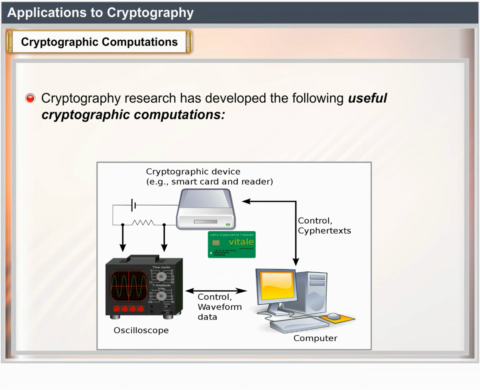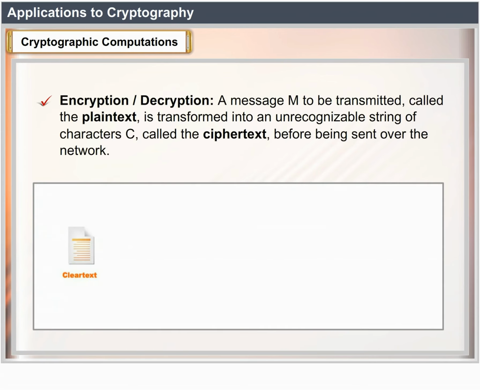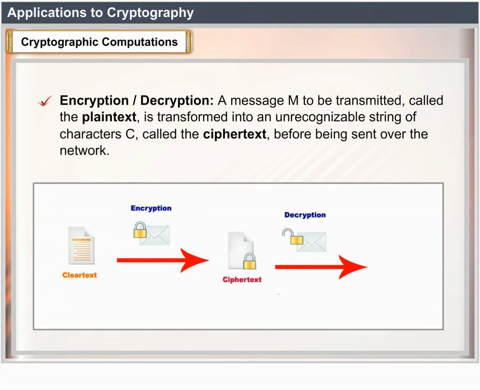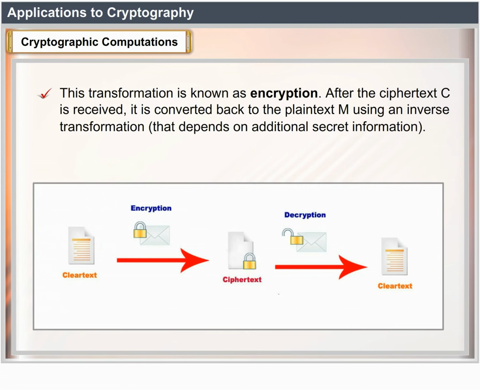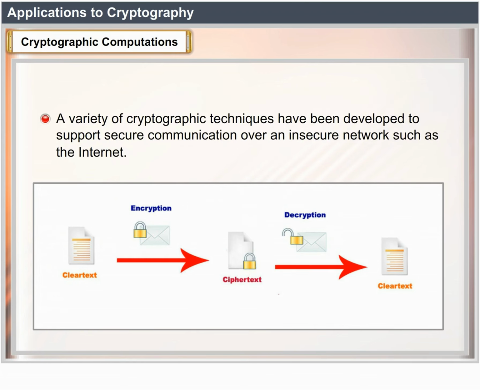Cryptography research has developed the following useful cryptographic computations. Encryption and decryption. A message M to be transmitted, called the plain text, is transformed into an unrecognizable string of characters C, called the ciphertext, before being sent over the network. This transformation is known as encryption. After the ciphertext C is received, it is converted back to the plain text M using an inverse transformation that depends on additional secret information. This reverse transformation is called decryption.